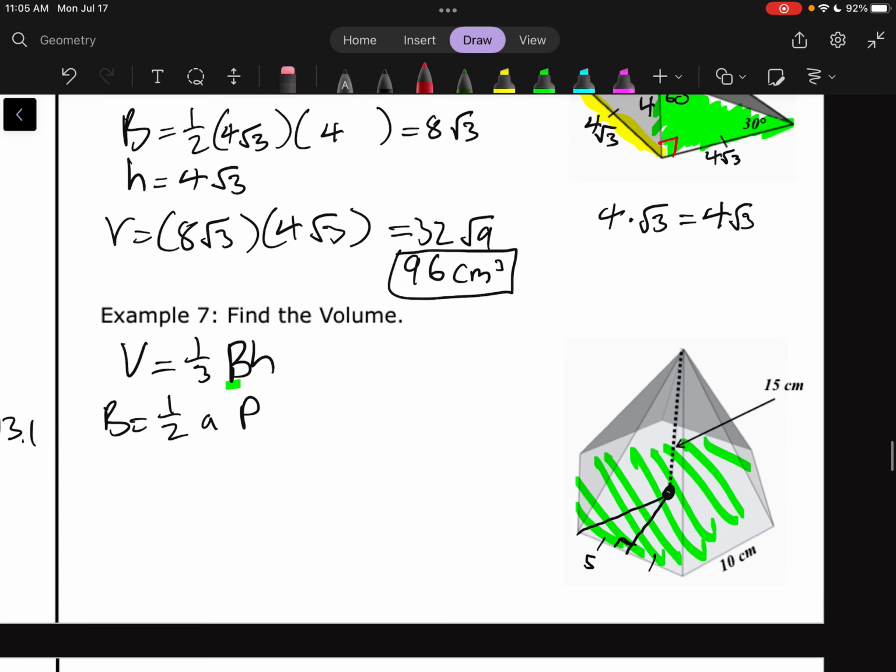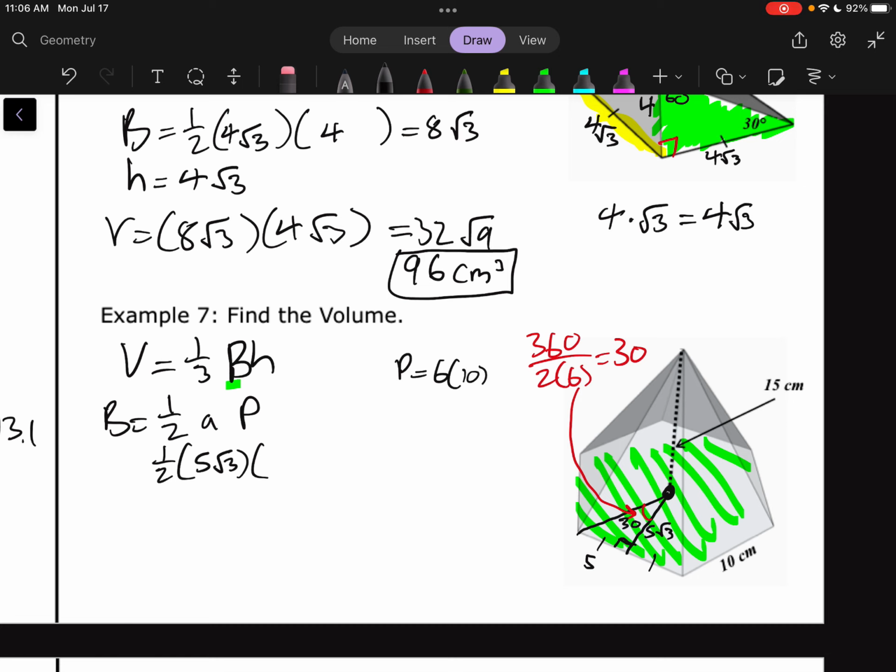And remember, to find this angle in there, we can always do the formula 360 divided by 2n, where n's the number of sides. This is a hexagon, so 360 divided by 12 is 30. So we get another 30, 60, 90 triangle. And if the short leg is 5, the long leg is 5√3. So to find the area of the base for the B part of this, we need to do 1/2 times 5√3 times the perimeter. The perimeter, there's 6 sides, each side's 10, is 60.